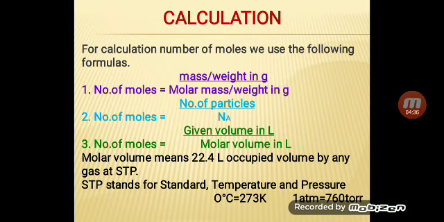Now calculation for mole. For calculation of number of moles, we use the following formulas. First, number of moles is equal to mass or weight of a substance in gram divided by molar mass or molar weight in gram of that substance. Second formula is number of mole is equal to number of particles of a substance divided by Avogadro number. Third formula is given volume in liter of a substance divided by molar volume in liter.